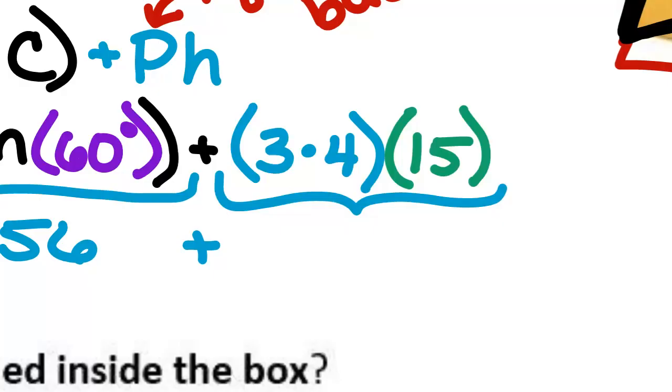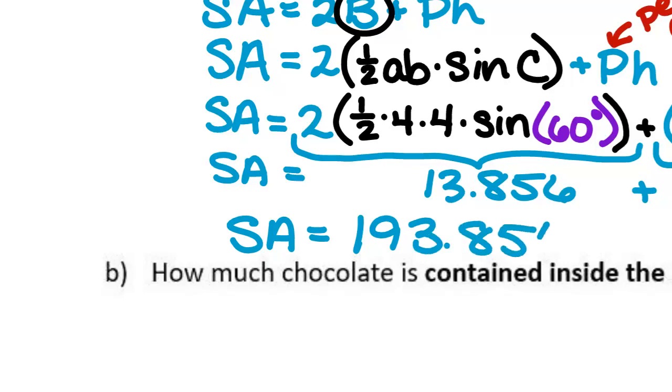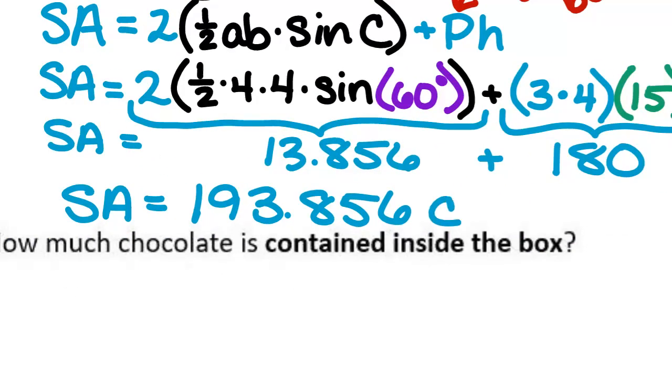180 degrees. Not degrees. Just 180. And then we add those two together, 13.856 plus 180. We get 193.856, and that would be centimeters squared.